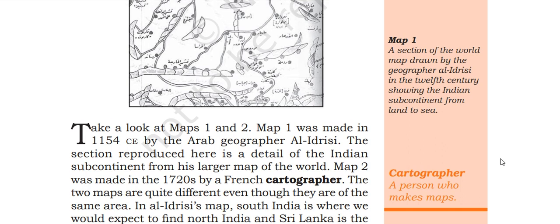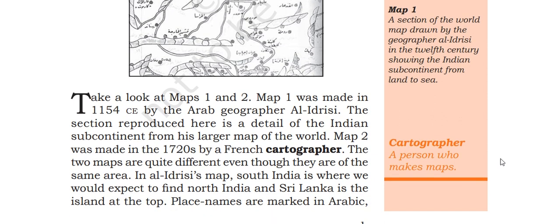ओके, एक जोग्राफर है जिनका नाम है अल इद्रीसी जोग्राफर थे. Take a look at Map 1 and 2. Map 1 was made in 1154 CE by an Arab geographer, Al-Idrisi. The section reproduced here is in detail of the Indian subcontinent from his larger map of the world.